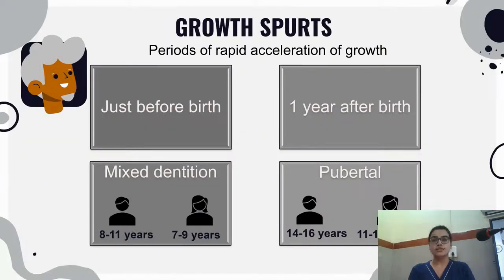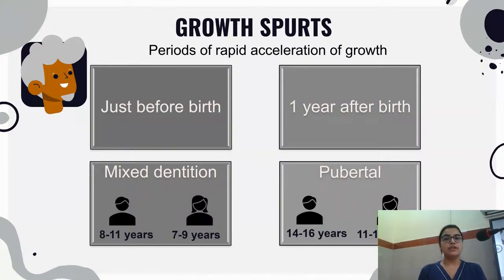Human growth is not a steady and uniform process. Different parts of the human body grow at different rates and different amounts per year. So there are periods of rapid acceleration of growth which are termed growth spurts. Physiological alterations in hormonal secretion are believed to be the cause of this acceleration of growth.